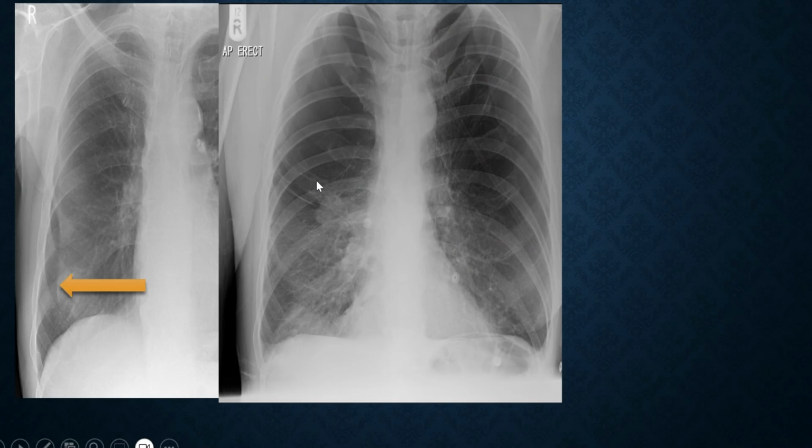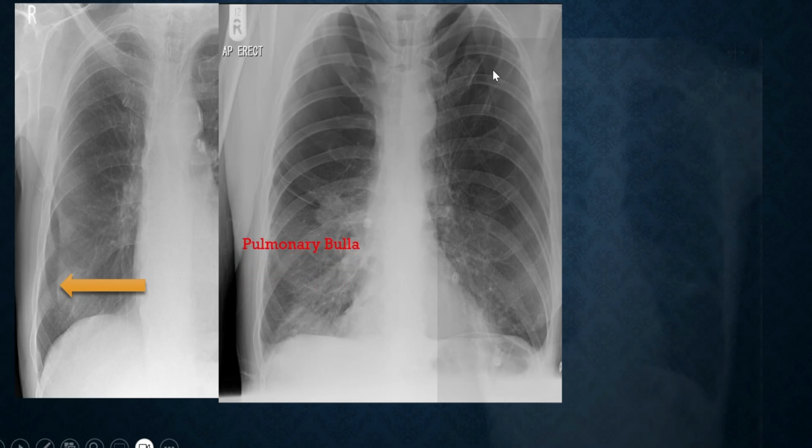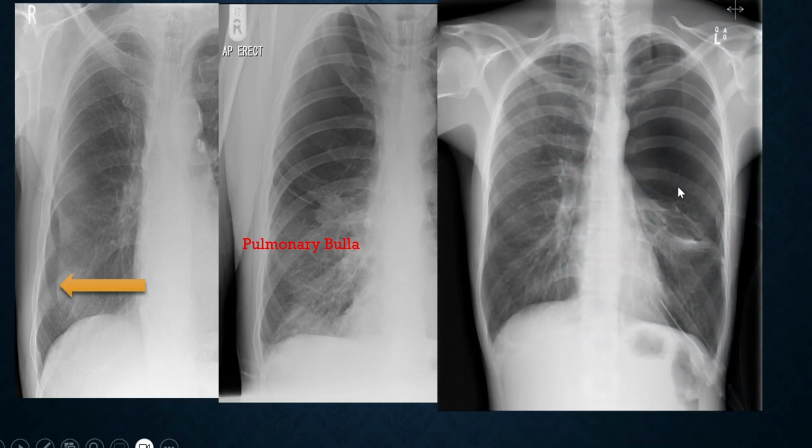Now another is that there is a lucent area noted in the upper half of the right hemithorax. So this is the pulmonary bulla, and there is a large radiolucent area noted in the left upper hemithorax. So this is the giant bullous emphysema. So these are the conditions.